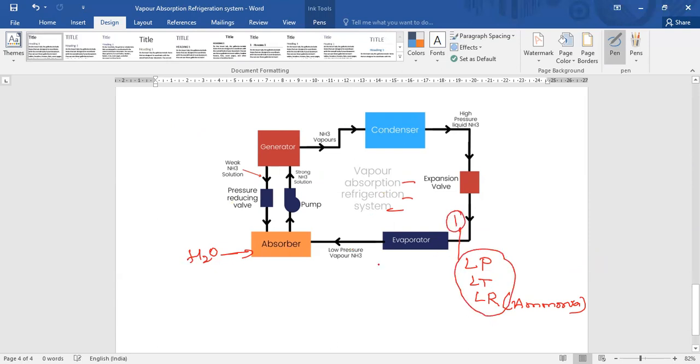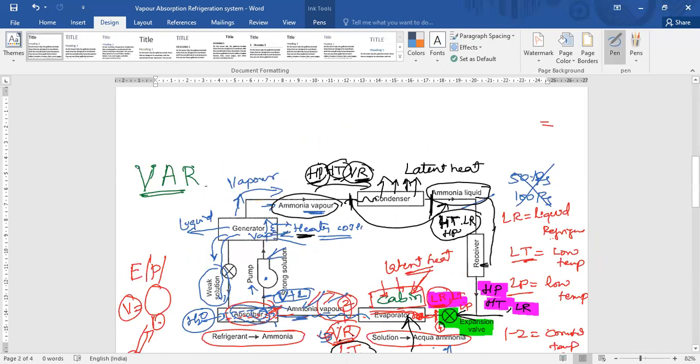Point number 1, beginning of the process. So low pressure, low temperature liquid refrigerant enters the evaporator, and this refrigerant absorbs all the heat from the cabin. So what type of heat is absorbed? Latent heat. Latent heat is absorbed. So when any substance, refrigerant, absorbs latent heat, there will be a change of phase. So liquid will become vapor. That is the 1 to 2 process. Okay. Next.